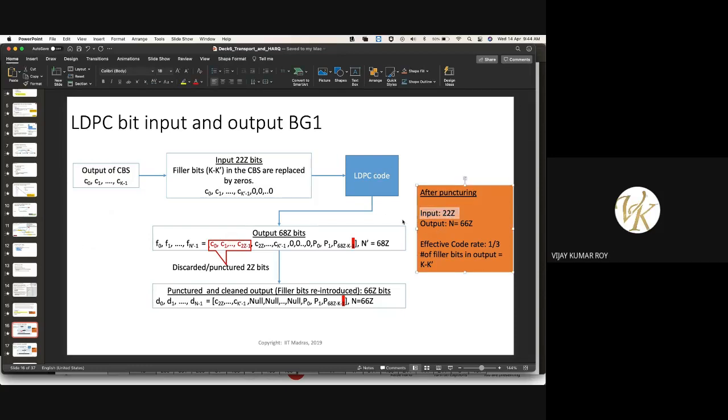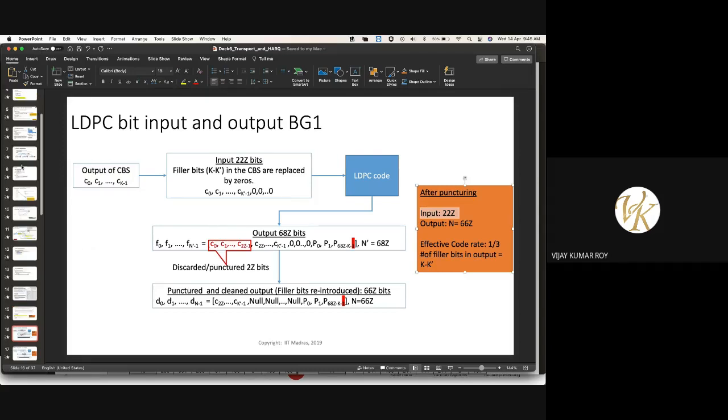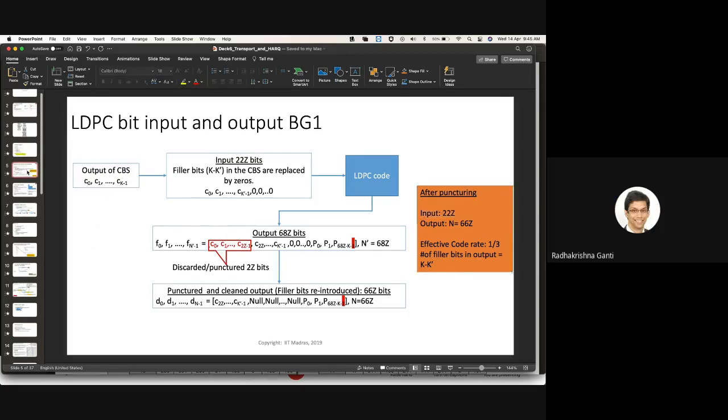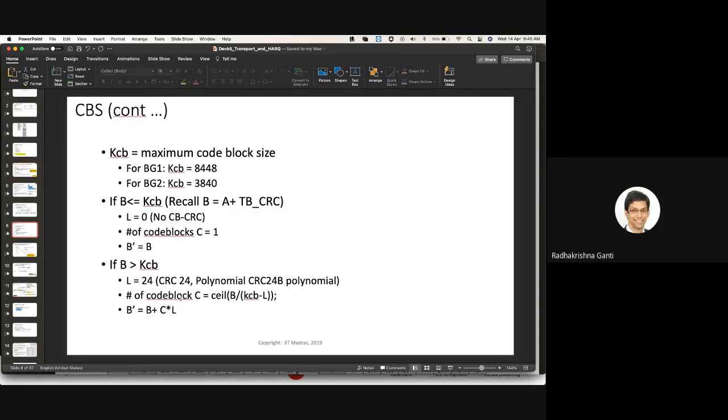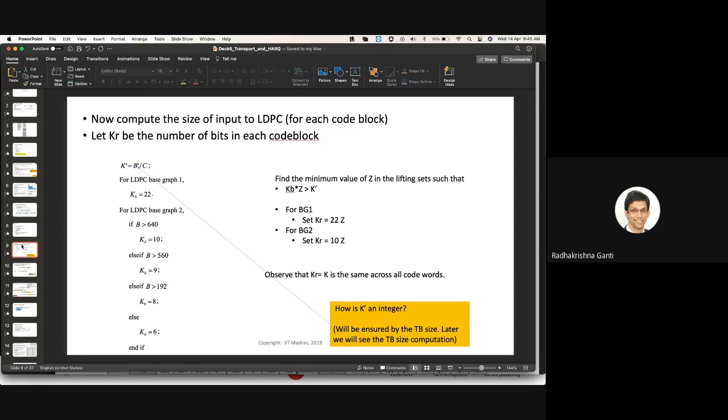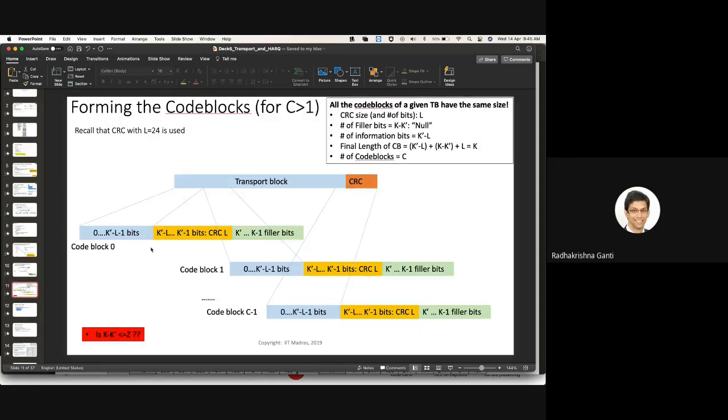The output of CBS actually, after the transport block we get the code block. The code block size is fixed. So output of CBS means what? I'll show you. This is the output up to the CRC point. Okay, then we do the filler bits.